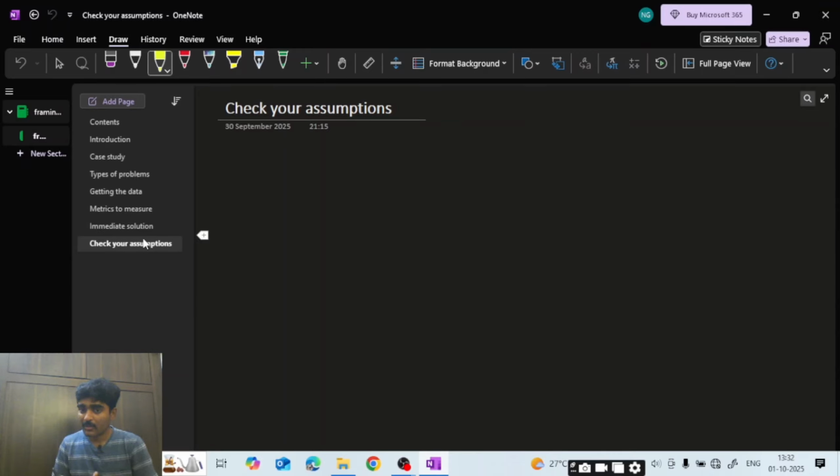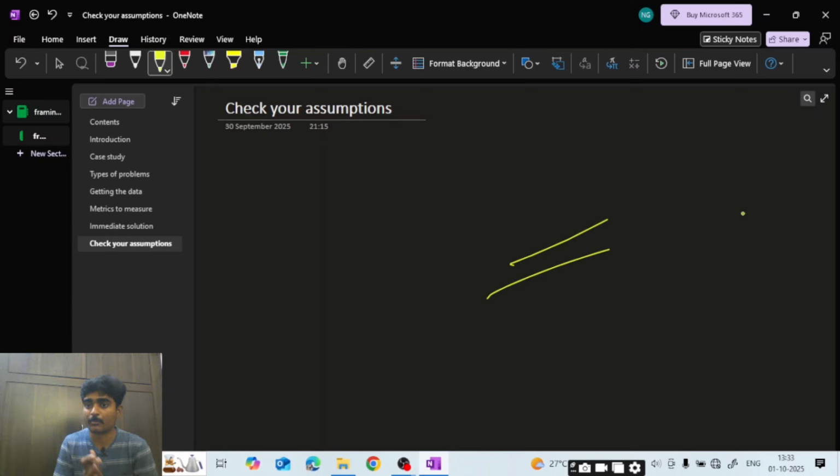Now I need to assume whether this model can be used in the US or not, or in China or not. So in this way we need to make assumptions on the model we built. This comes under checking your assumptions. First we build a machine learning model; after defining the machine learning problem, we build the machine learning model.